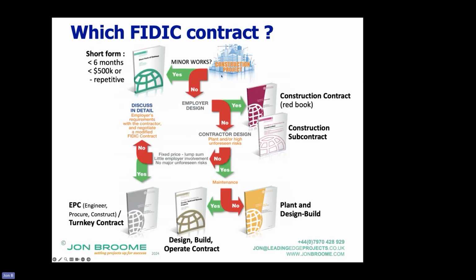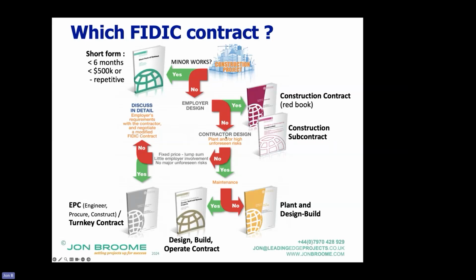So in their design flowchart, they say, is it a minor works, in which case there's a short form equivalent to the short contract of NEC. No. Is it employer designed? If yes, you've got a construction Red Book and a construction subcontract. That would be equivalent to NEC engineering construction contract option A or B, but with no contractor design in there.